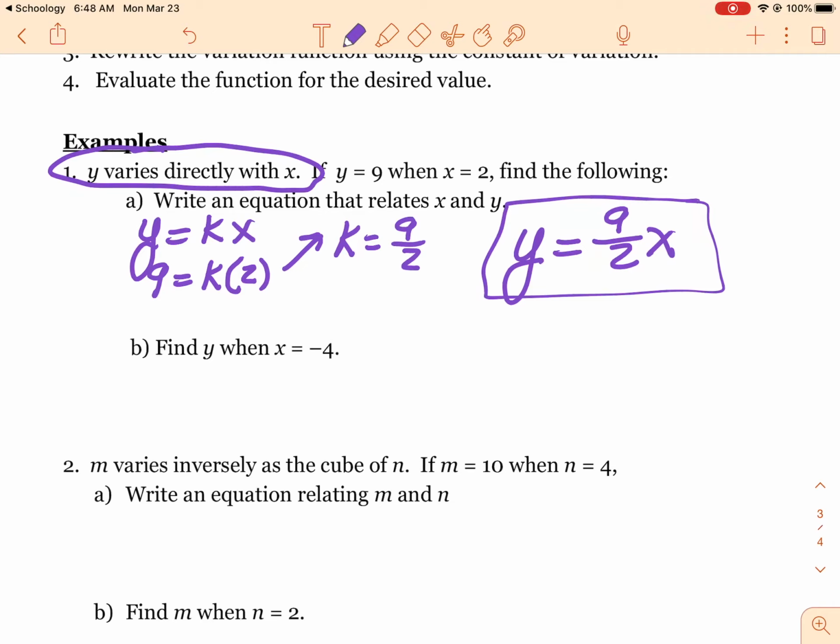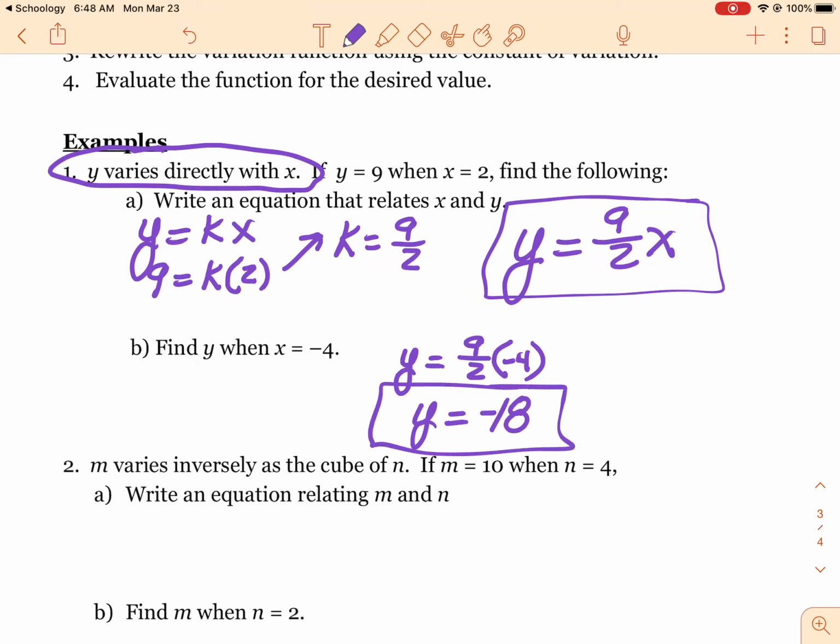So now they're saying x equals -4. We know y equals 9/2 x, but they're telling us x is -4. So if we do 9/2 times -4, we're going to get -18. So y equals -18. Those are the 2 parts. There's always going to be the first part where you're trying to find k in order to make up the equation, and then use that equation to solve for whatever they're asking in part B. Let's take a look at the next one.